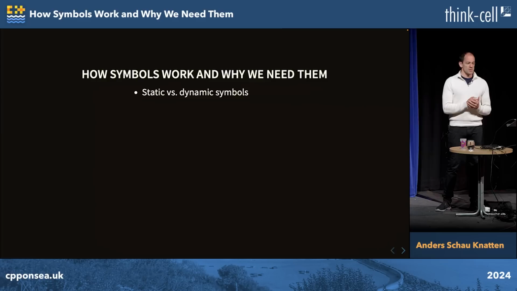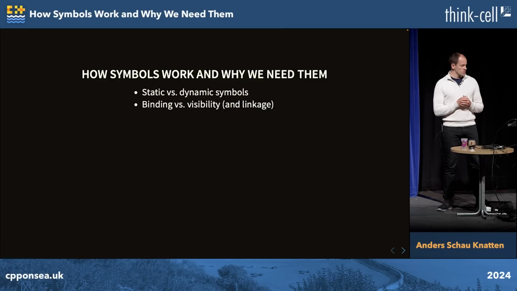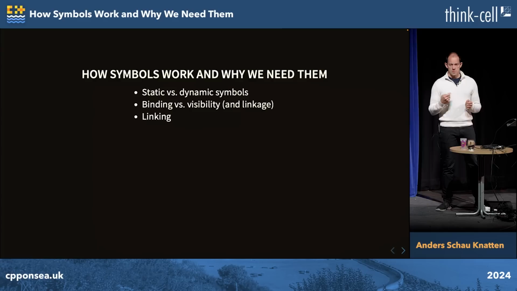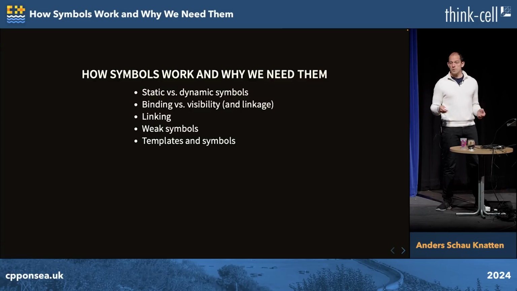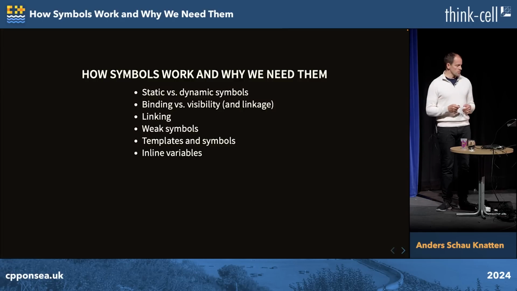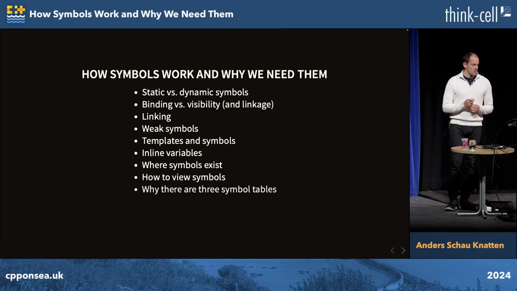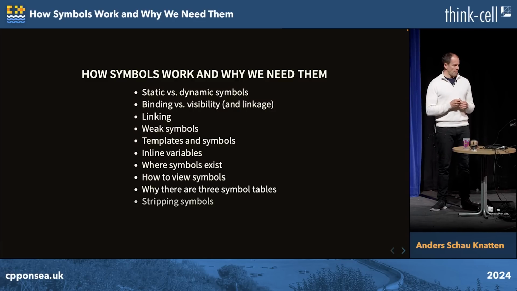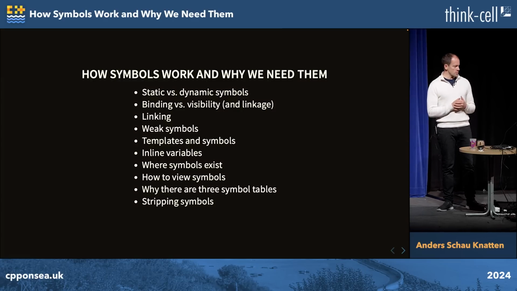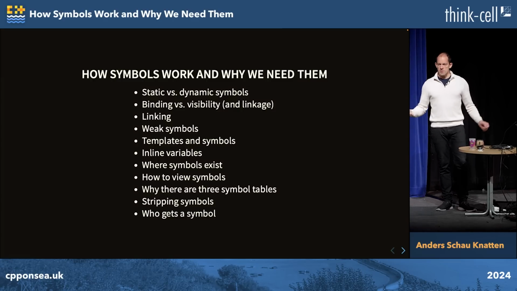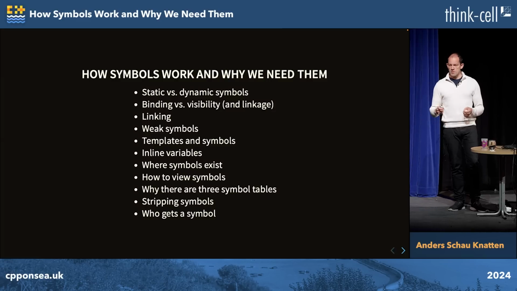Today we're going to look at static versus dynamic symbols, binding versus visibility, and how those relate to linkage in the languages, linking, weak symbols, unique symbols, how templates make things a bit different for symbols, and also inline variables, stuff like that. Where do these symbols exist, really? And how do you view them? Why do I have 3 symbol tables? And can I get rid of some of these symbols somehow, and what happens then? And finally, who gets a symbol? So which things in your program actually need a symbol?